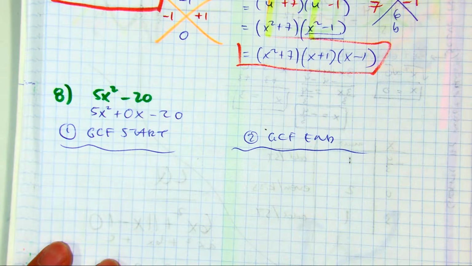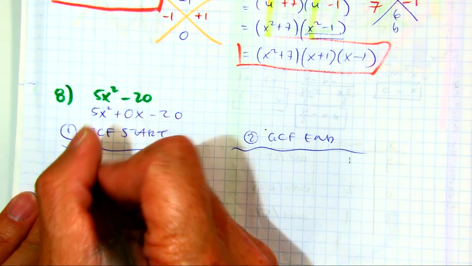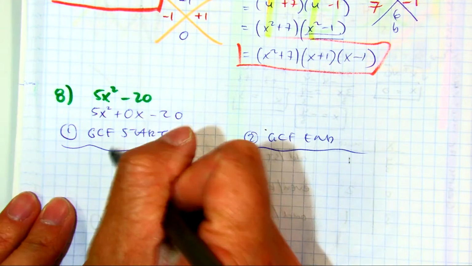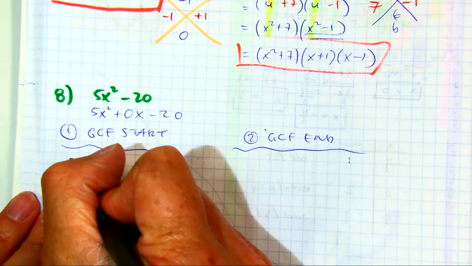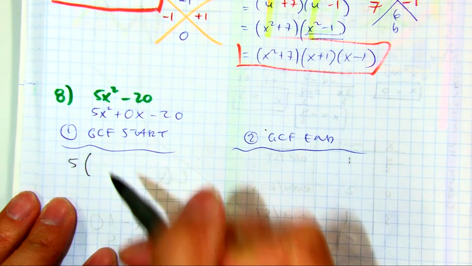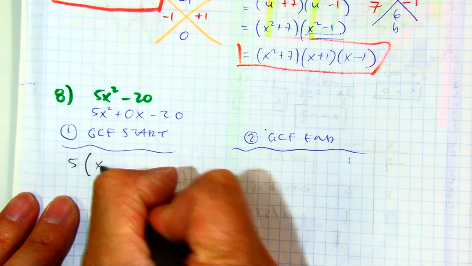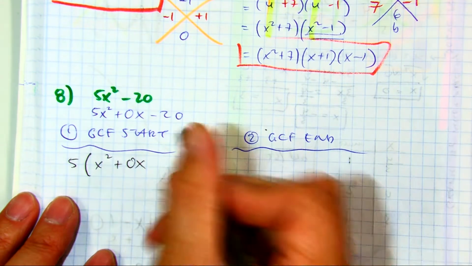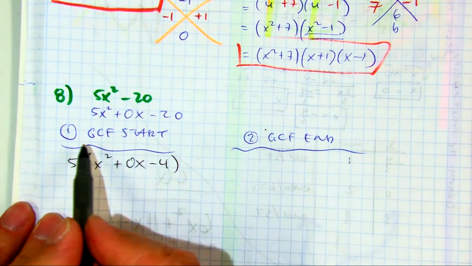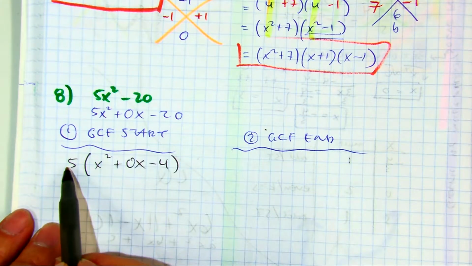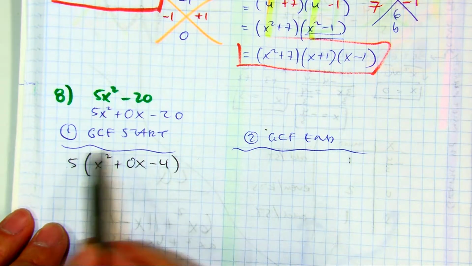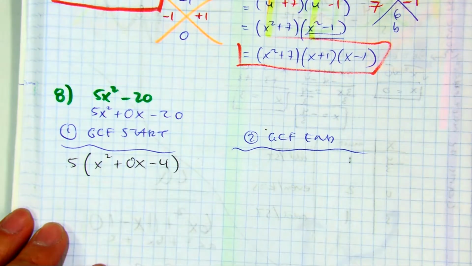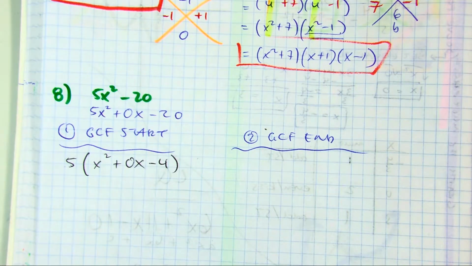Someone said GCF. Class, what's the GCF? 5. It is the greatest common factor. So what is your greatest common factor? 5. What's left? X squared minus 4. Remember, factoring is the opposite of distributing. Does that make sense?